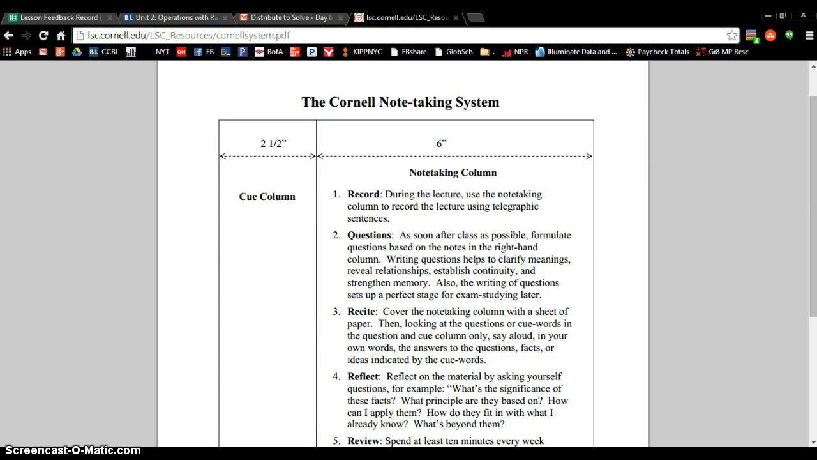Cornell Notes were developed by Walter Pauk in 1950. He was an education professor at Cornell, and it's a system that essentially divides the paper into two sections, one topic and concept section, and the other a note-taking column.